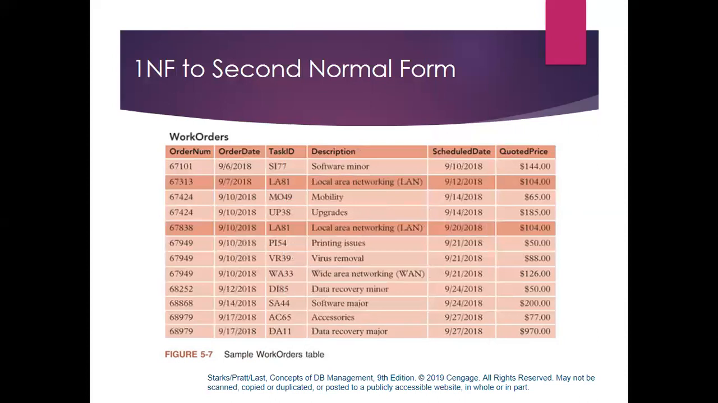Task ID LA81 is entered twice. So this is the first instance of task ID LA81, and then this is it being repeated right here. This, of course, creates an instance of redundancy. Redundancy is a waste of space, and it can create or cause several problems.